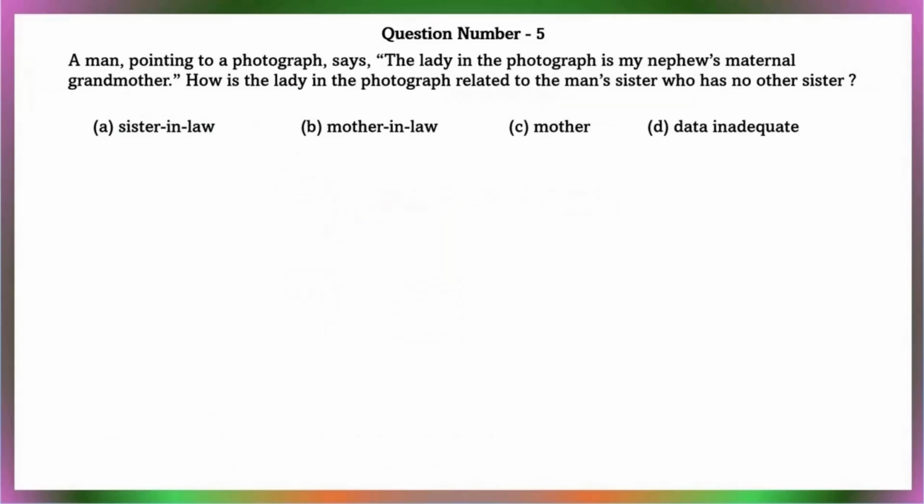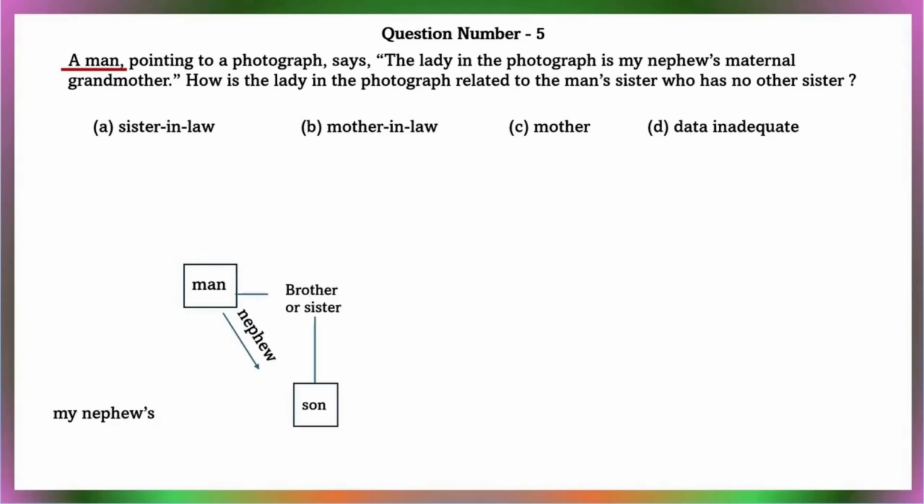Question 5. A man pointing to a photograph says, "The lady in the photograph is my nephew's maternal grandmother." How is the lady in the photograph related to the man's sister who has no other sister? Let us represent the man first and focus on the words "my nephew". A nephew can either be the son of the man's brother or the son of his sister.